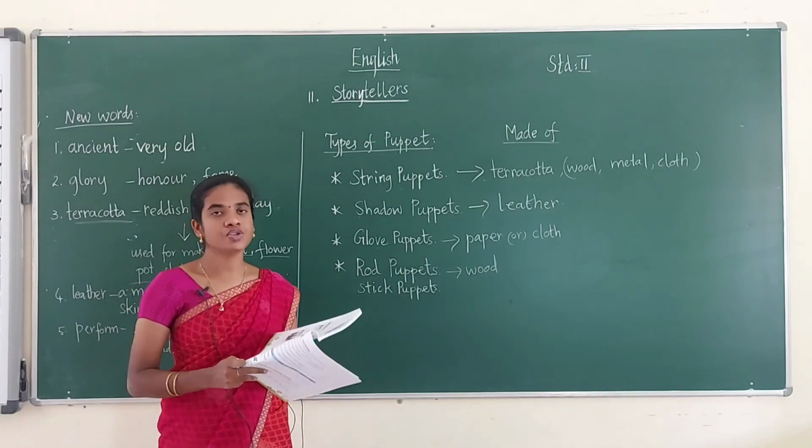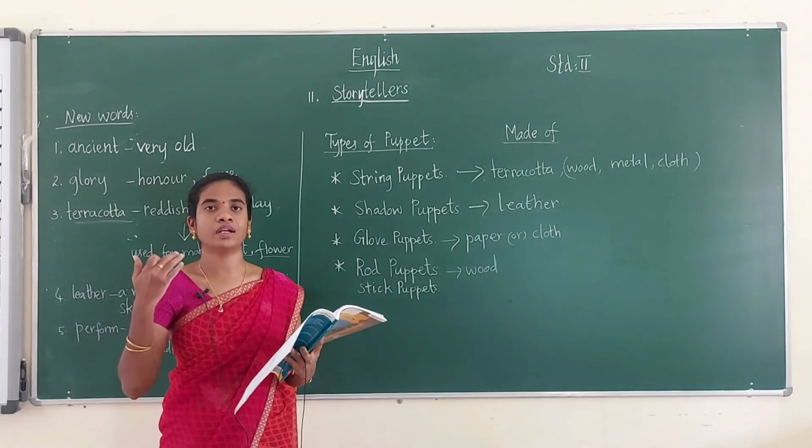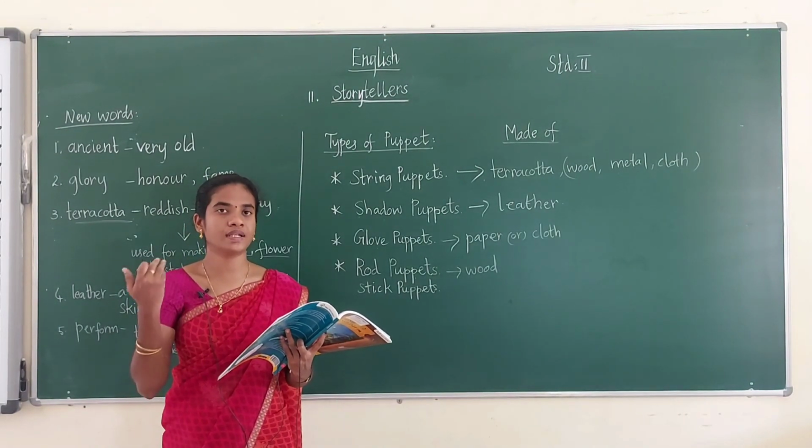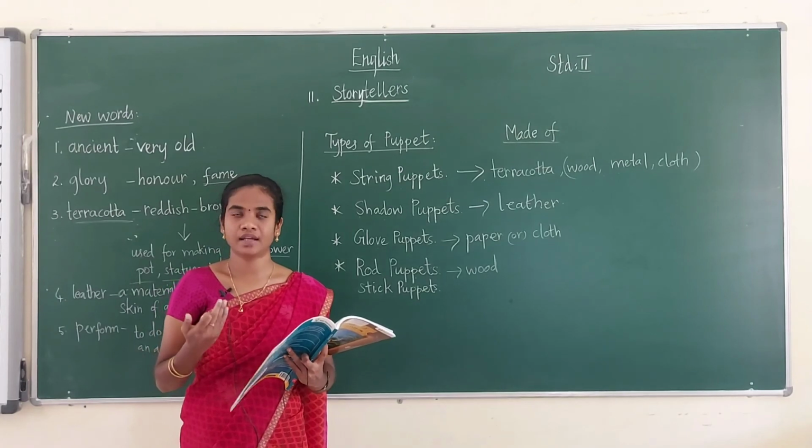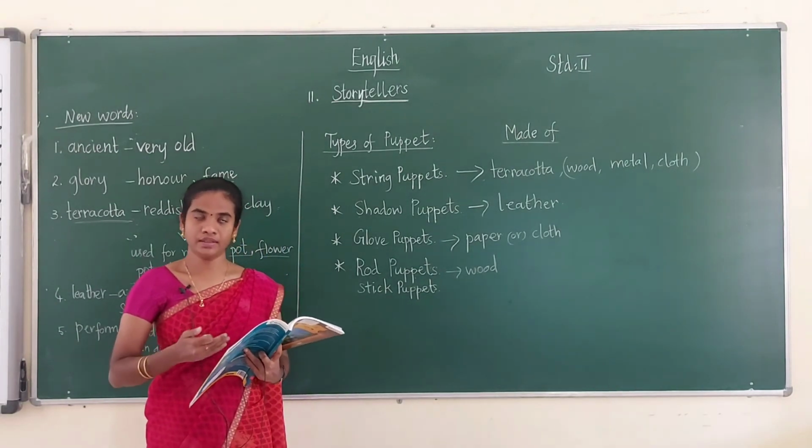So these are the things you must know: the types of puppets, what material they are made of, what their movement is, and which states they are found in. You have to know it in detail.